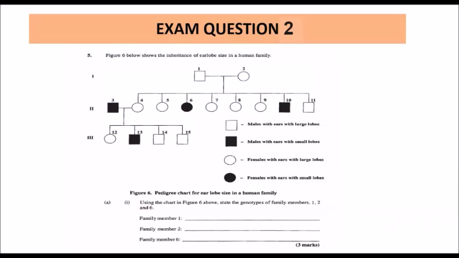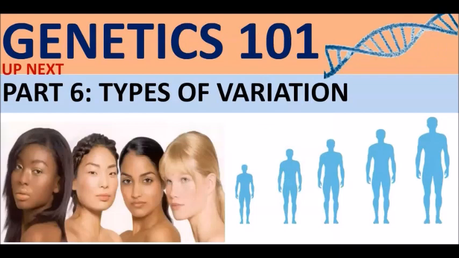So in part 6 of Genetics 101, I'll be looking at the different types of variation. So we'll look at the difference between discontinuous and continuous variation, as well as genetic variation and environmental variation. So stay tuned for that.